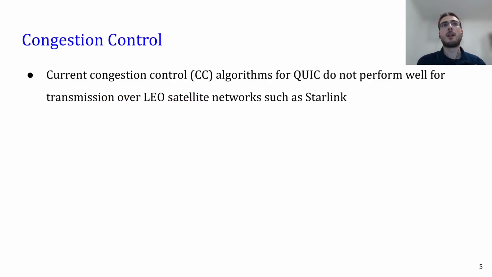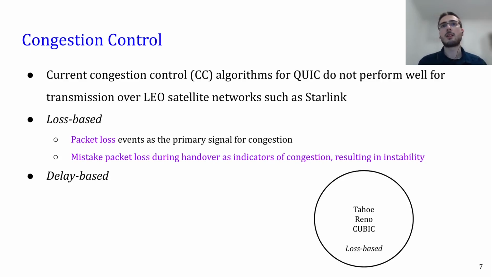So in this work, we're looking at congestion control algorithms, as we have noticed that current congestion control algorithms for QUIC do not perform well for transmission over low Earth orbit satellite networks such as Starlink. We looked primarily at two categories of congestion control algorithms: loss-based and delay-based. Loss-based algorithms such as TCP-Tahoe, Reno, and QUIC rely on packet loss events as the primary signal for congestion, and may mistake packet loss during handover as indicators of congestion, resulting in instability.